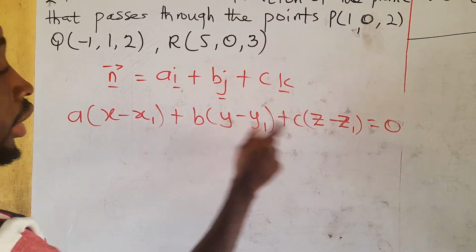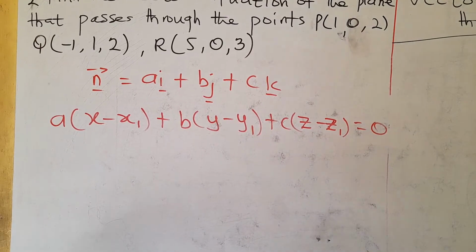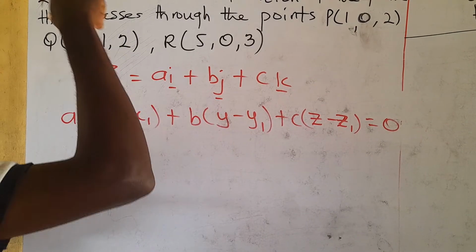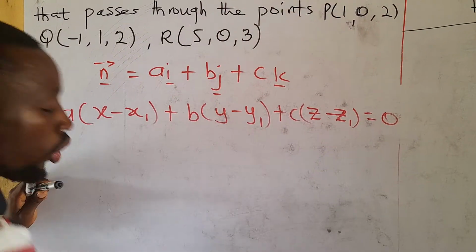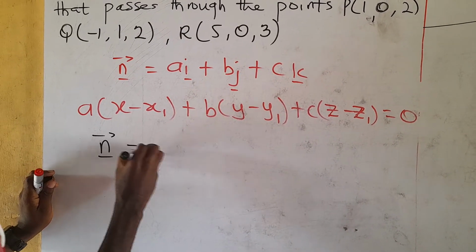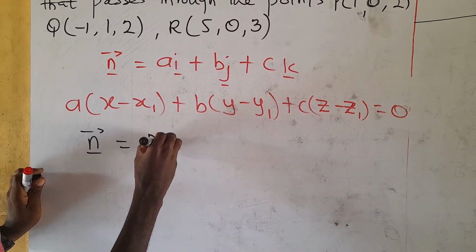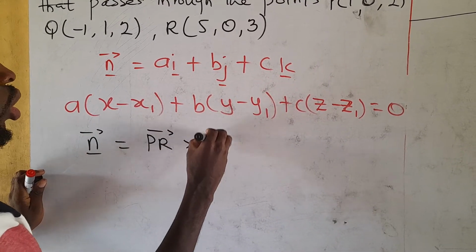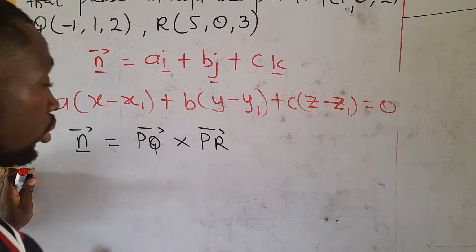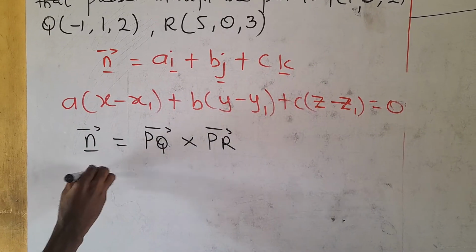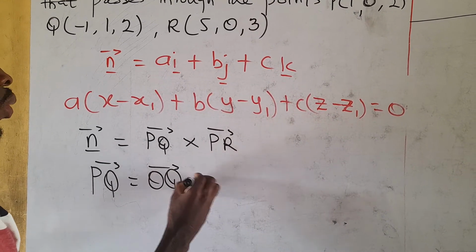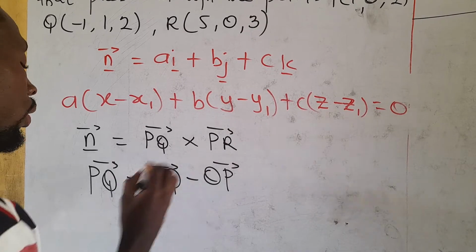Where a, b, and c are the coefficients here. I hope you get that. And the normal vector, we said, is the cross product of the directional vectors of the 3 points. If you remember that, we said the normal vector n will be equal to PR cross PQ. So how do we find PQ? PQ will be equal to OQ minus OP.